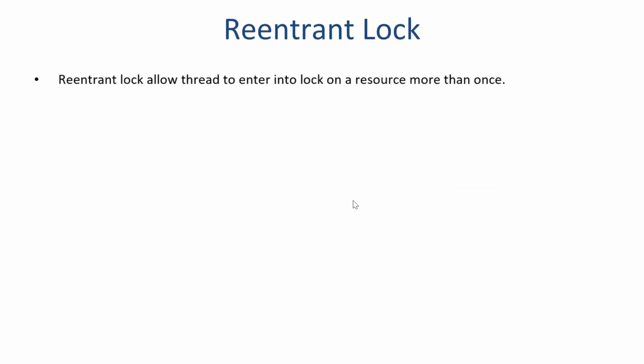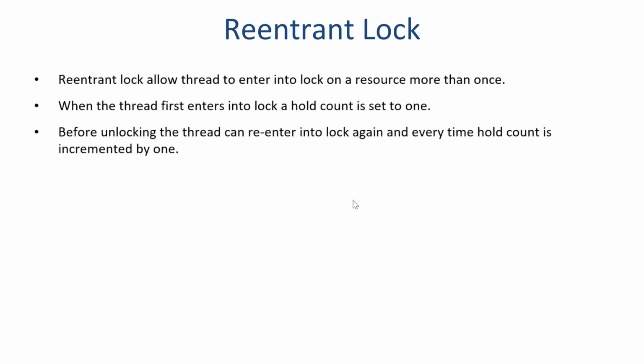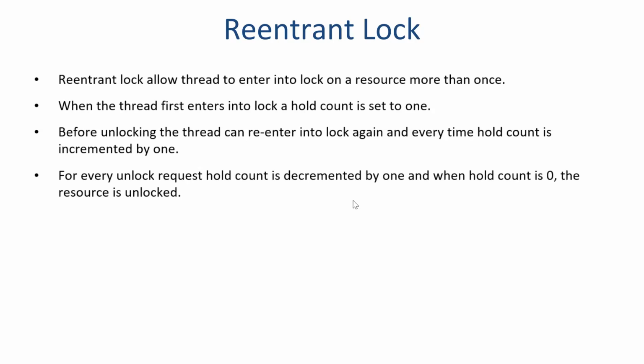ReentrantLock. ReentrantLock allows a thread to enter a lock on a resource more than once. When the thread first enters a lock, a hold count is set to 1. Before unlocking, the thread can re-enter the lock again, and every time the hold count is incremented by 1. For every unlock request, the hold count is decremented by 1, and when the hold count is 0, the resource is unlocked.